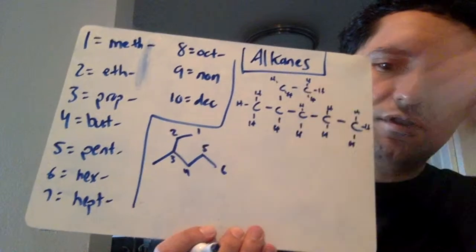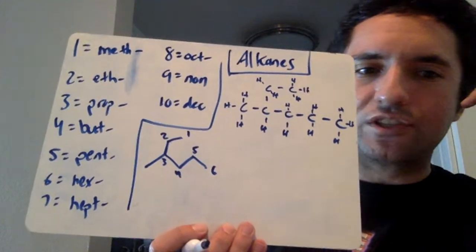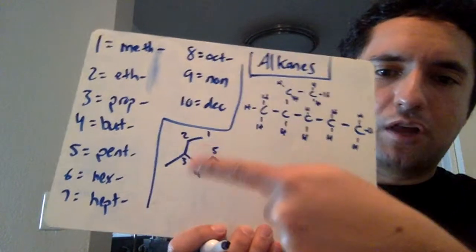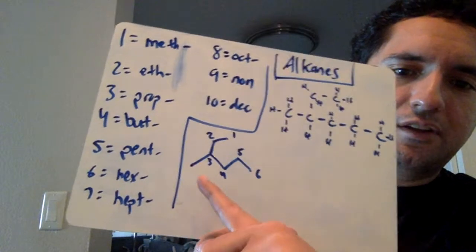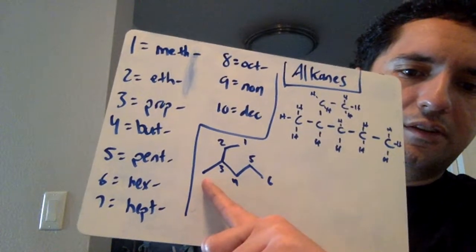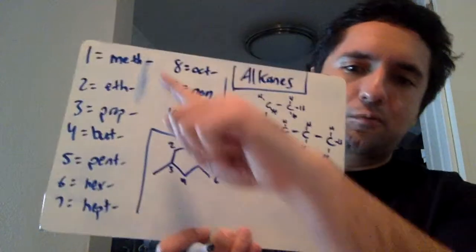So the first thing you wanna do is you name where the branch is. So on the 3rd carbon, coming off of the 3rd carbon, I have a carbon right here. How many carbons is this? This is 1 carbon. So 1 means meth. Right, so I'm going to call this 3-methyl.